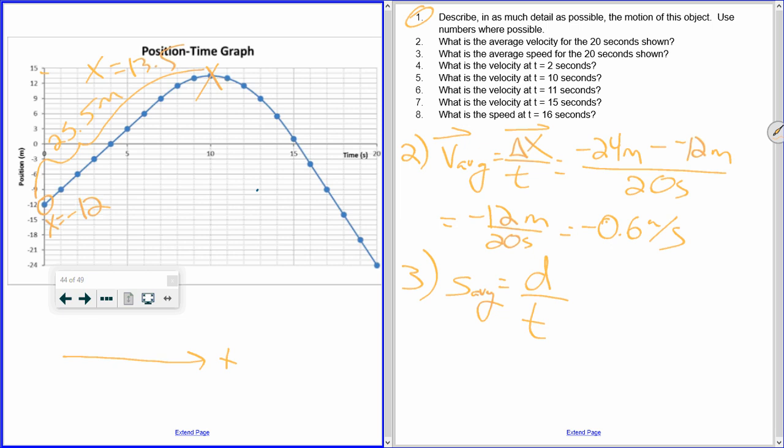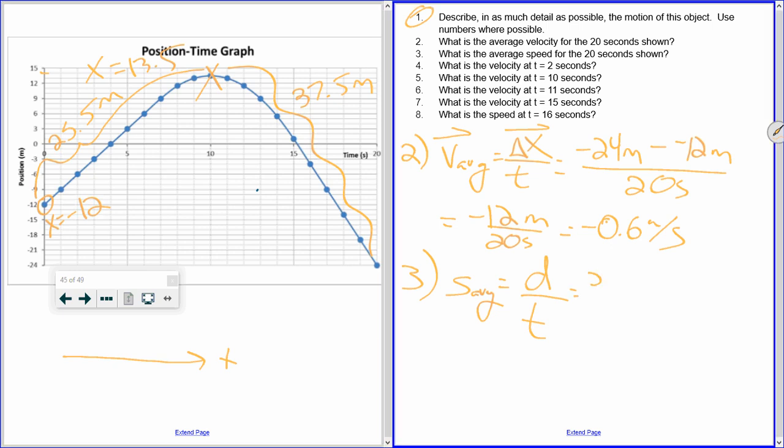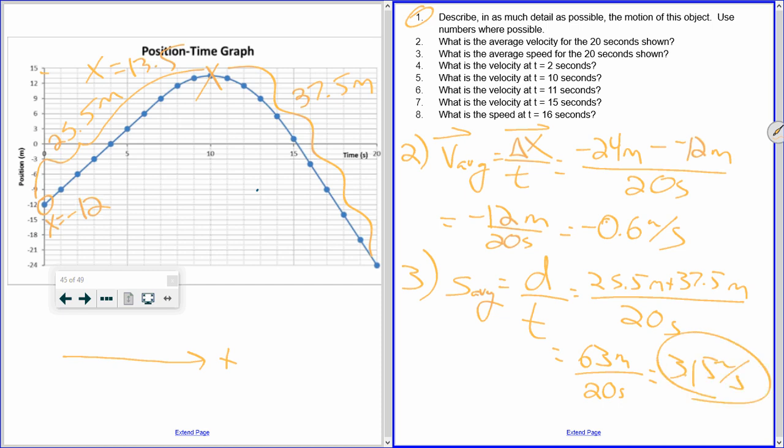Okay? And then from there, we went all the way back to negative 24. So we went that same distance plus another 12, so that's 37.5 meters. Remember your distance, you don't need to worry about direction. So, all right, the distance that I traveled looks like it's 25.5 meters forward, plus 37.5 meters backwards, and that took 20 seconds. So what is that? So 26 and 37 is what, 63 meters, I think, over 20 seconds. And so that's 3.15 meters a second.